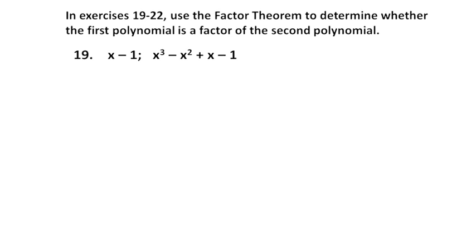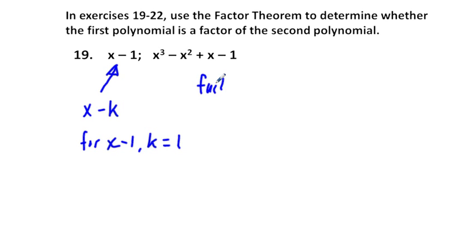Next, we have in exercises 19 through 22, use the factor theorem to determine whether the first polynomial is a factor of the second polynomial. And so we have our divisor is this thing right here, right? It's going to be in the form x minus k. Well, for x minus 1, k is equal to what? 1. And so we're going to plug in 1 for k. And so using the factor theorem, which is really the same as the remainder theorem, except you're just trying to get a different conclusion.